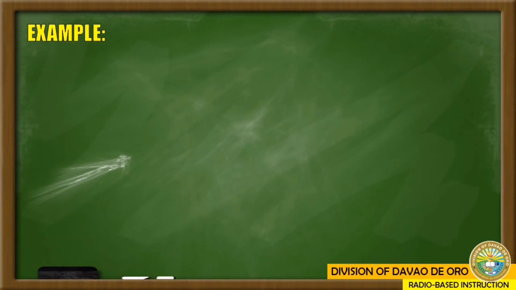Okay, let's have an example. 27 is 45% of 60. I repeat, 27 is 45% of 60.